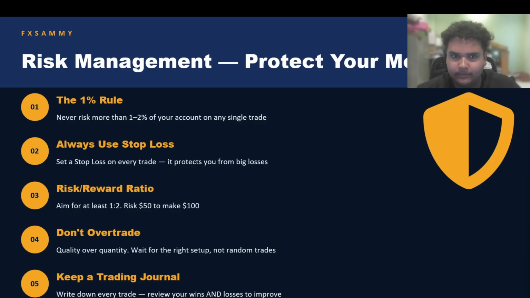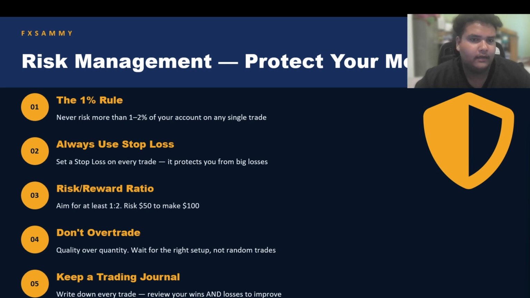What is 1% of $1,000? It is $10. If I am risking 10 to $20 per trade, let's take $20, which is 2%, then the target I need is $40. That means 1:2. If in a week I take three losses, which cost me $60, but two profits of $80, then my week is still profitable.